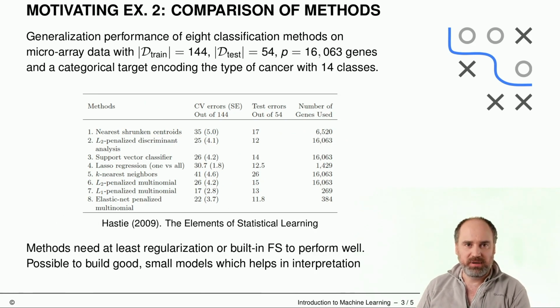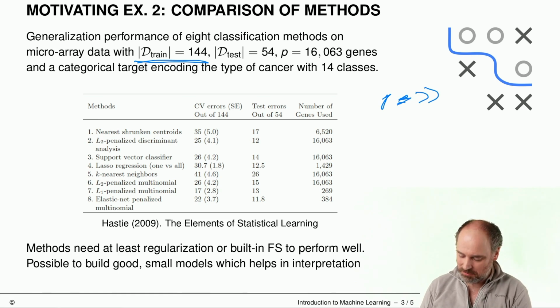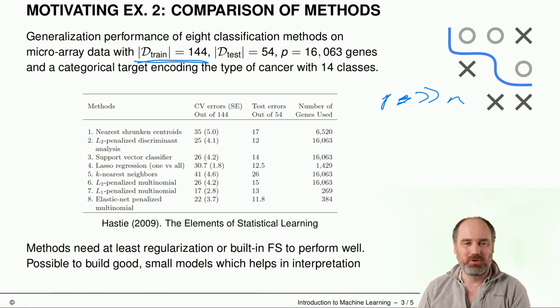So this now compares different methods for feature selection, also some methods without feature selection and some regularization techniques on a microarray data set. Again, you can see it has this p much larger than n property. Yeah, and we have a very, very small training data set.